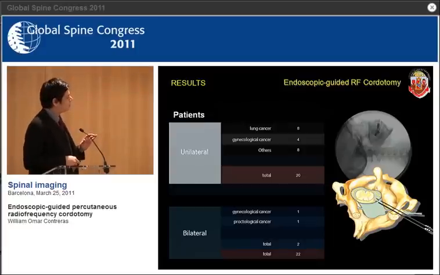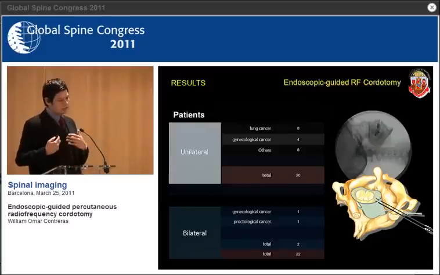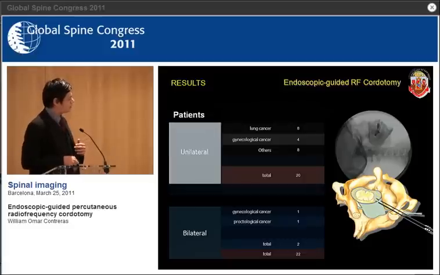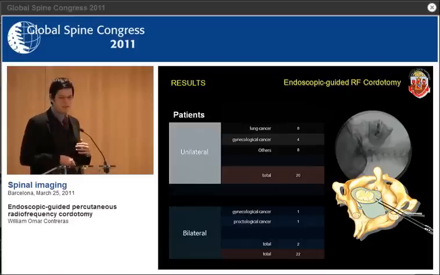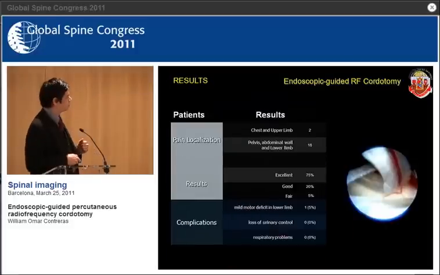So we already know, also from the literature, that the patients who do better are the unilateral patients, the patients who had unilateral thoracic pain or limb pain due to malignant cancer. So we prefer to perform it in unilateral patients. Sometimes we perform it bilaterally. We did it for a midline pain. So in total, we performed 22 cordotomies.